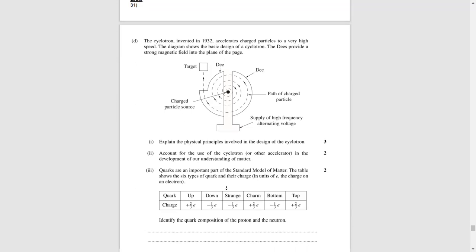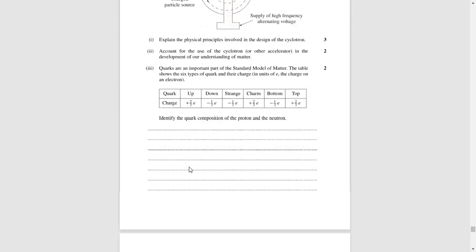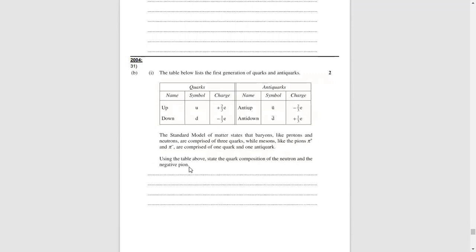And okay, let's focus on C. Quarks are the important part of the standard model of matter. The table shows the 6 types of quarks and their charge. Oh, they just asked for proton and neutron. Well, as we said, up, up, down for proton, and up, down, down. All right, let's see if we can find another question.